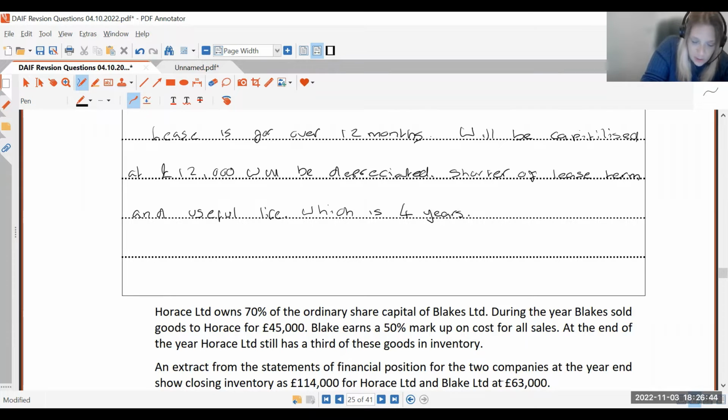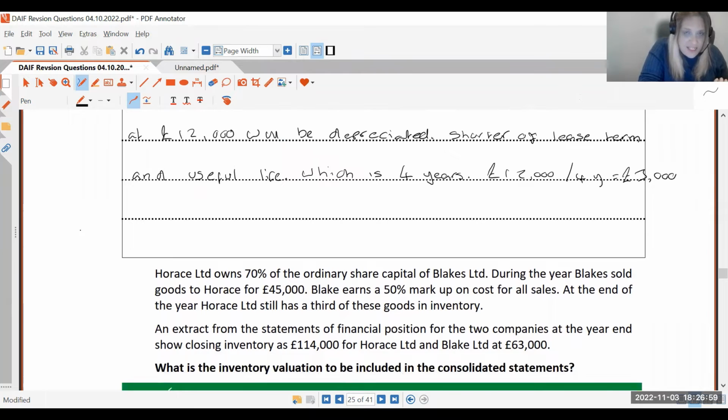Okay. So we're going to do our £12,000 divided by 4 years, gives us £3,000 a year. The year end is the 30th of September, as we were told, and the machine's been purchased in January. So that means it's 9 months depreciation that we need to allocate for the period. So we take our £3,000 times by 9 divided by 12 gives us £2,250 for this accounting period.